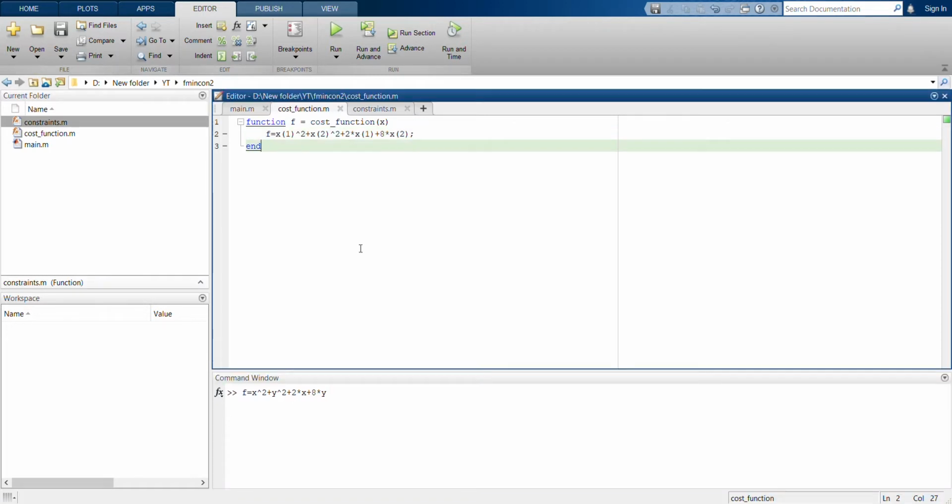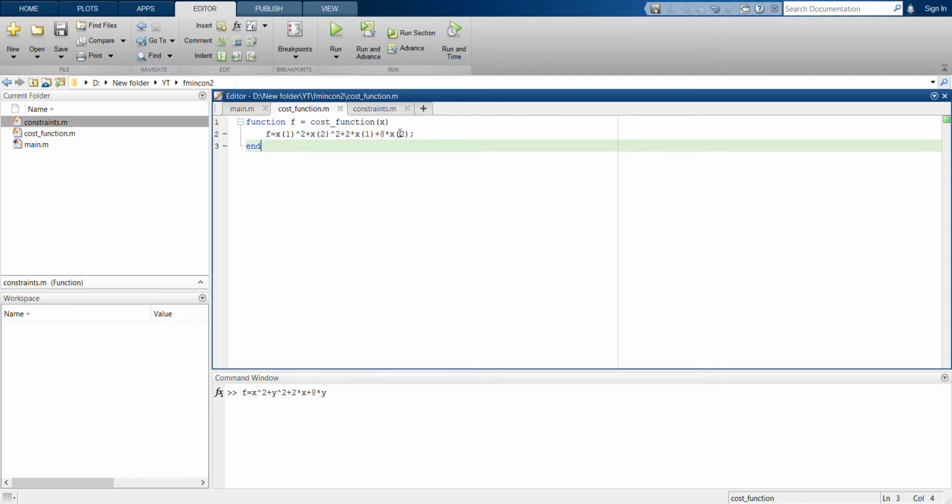Okay, so in this case we'll first look at the cost function. So now you see there is no difference in the input variable, it's x. But the one thing you have to note here is now this x is not a scalar value, but it's rather a vector of two values.